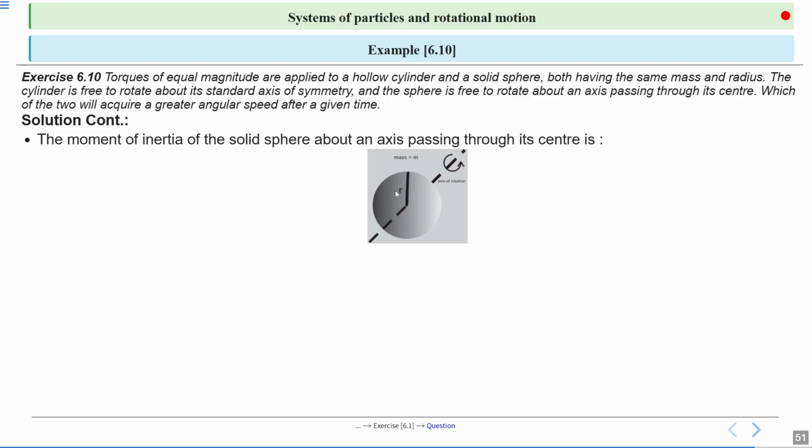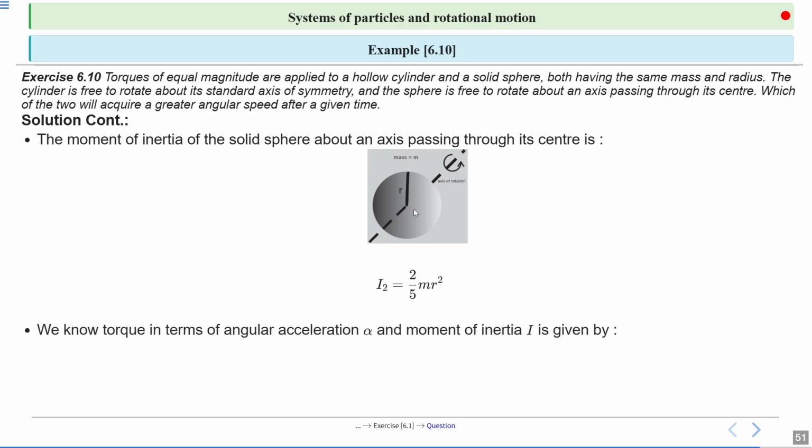Now the moment of inertia of a solid sphere about an axis passing through its center. Look here. We have a solid sphere with radius r and mass m, and the axis passing through the center is the axis of rotation. So the moment I2 will be 2 by 5 mr square. We know torque in terms of angular acceleration alpha and moment of inertia I is given by tau equal to I alpha, and this relation is very important.